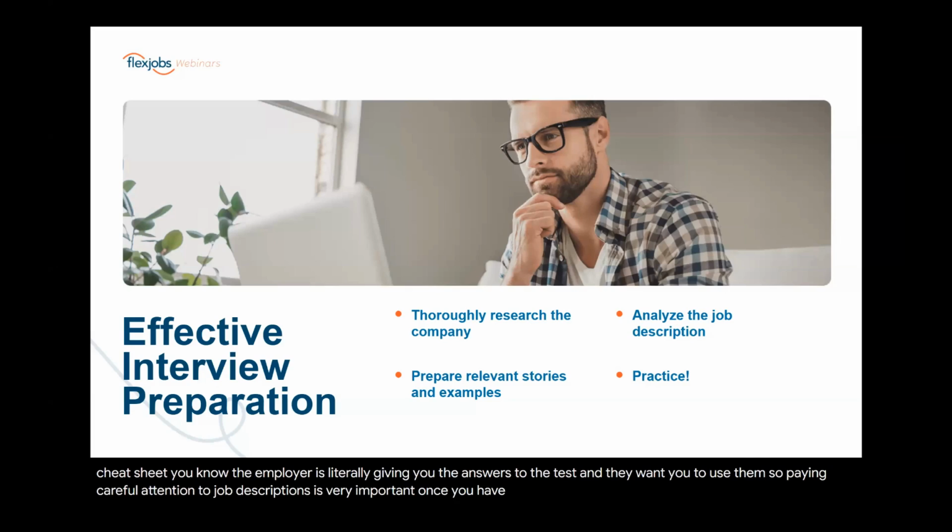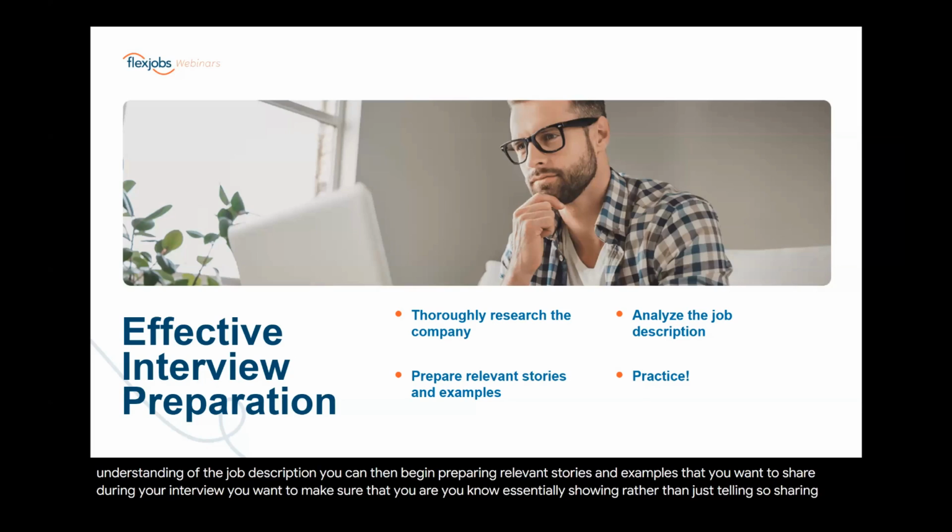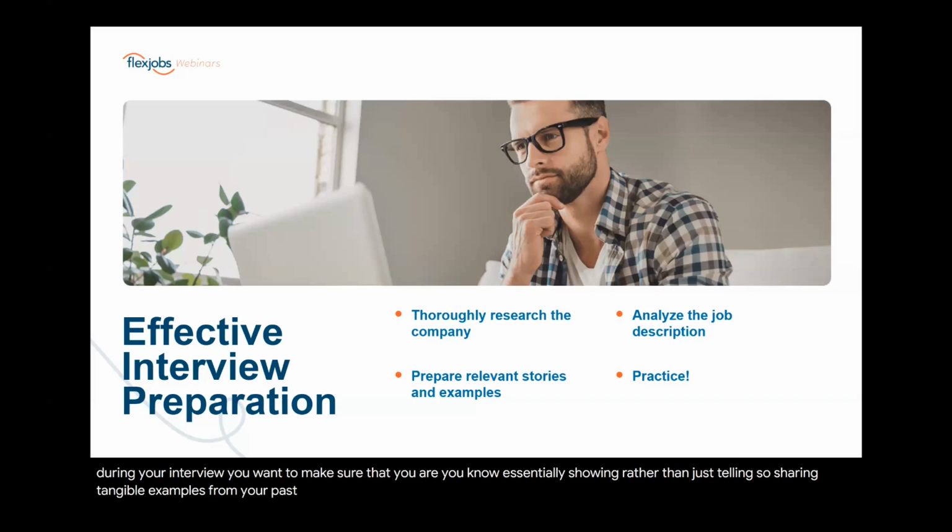Once you have researched the company and you have a comprehensive understanding of the job description, you can then begin preparing relevant stories and examples that you want to share during your interview. You want to make sure that you are essentially showing rather than just telling. So sharing tangible examples from your past to support your responses to interview questions is a smart plan because it can more clearly illustrate your abilities and experiences.